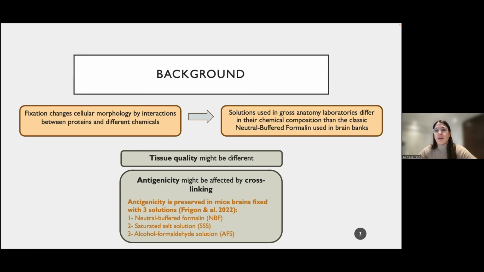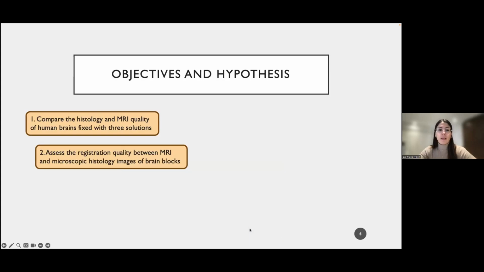A previous study of our team showed that neutral buffered formalin, which we'll call NBF, that is used in brain banks, and two other fixatives used in our gross anatomy laboratories, such as saturated salt solutions, which we'll call SSS, or an alcohol formaldehyde solution, or AFS, preserved antigenicity of the four main cell populations in mice brains. And so our goal is now to compare the histology, MRI, and registration quality of the human brain samples that were fixed in our anatomy laboratory in comparison with the ones fixed with NBF in brain banks.